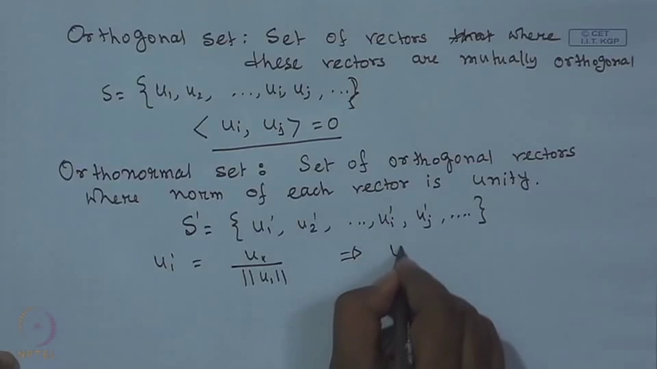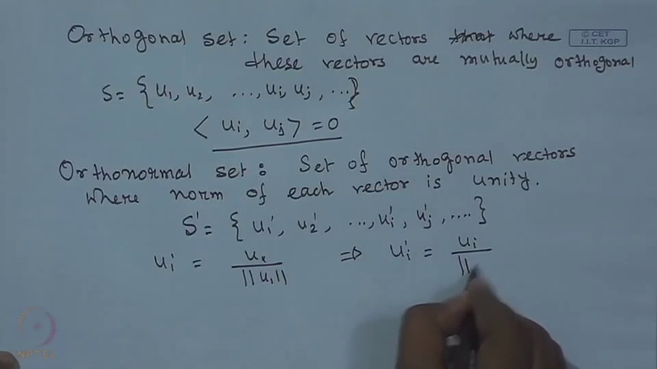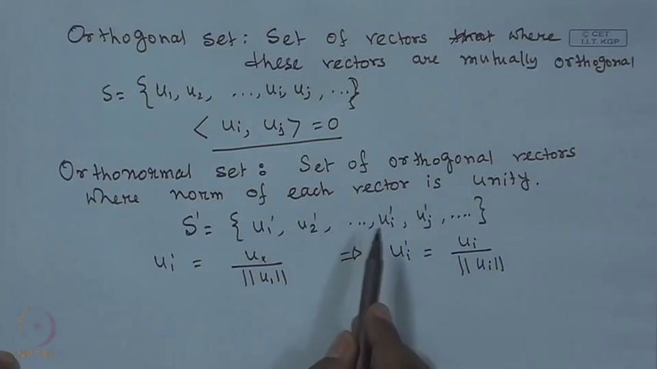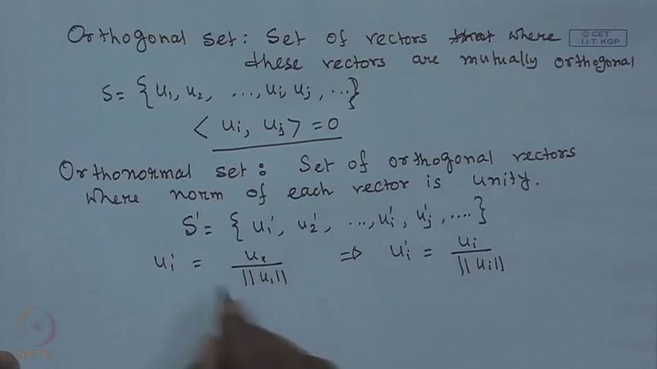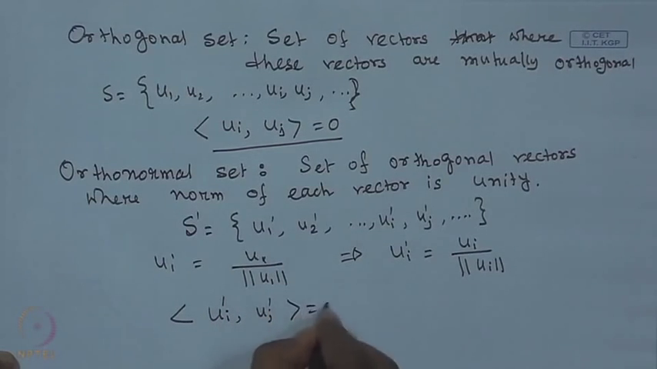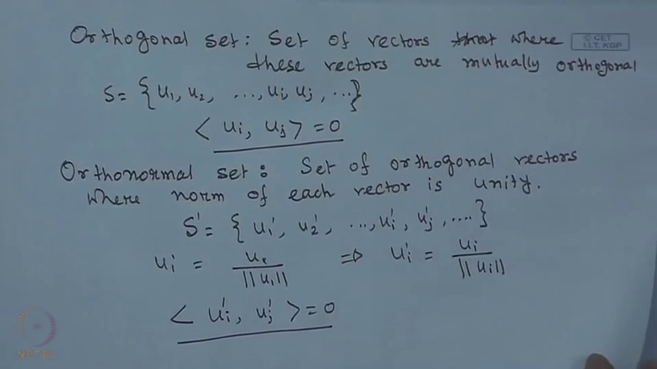So, any arbitrary vector will be nothing but ui divided by norm of ui, and of course, they will be orthogonal to each other because these vectors are orthogonal to each other. So, inner product between ui prime and uj prime will always be equal to 0. So, the basic criteria of the vectors forming the orthonormal set is that they are mutually orthogonal to each other as well as their norm is equal to 1. That particular set is termed as orthonormal set.